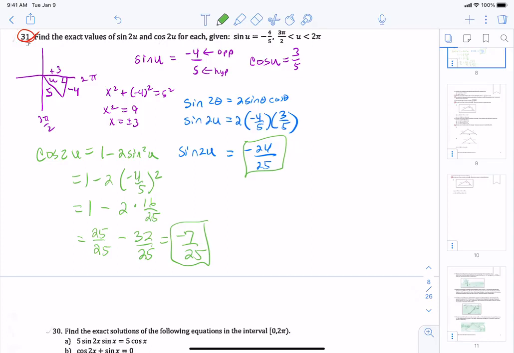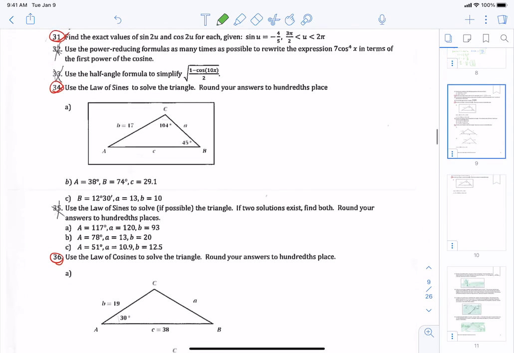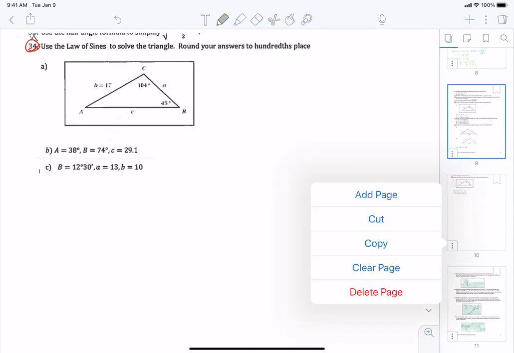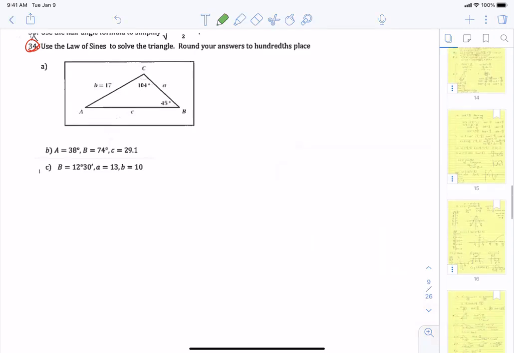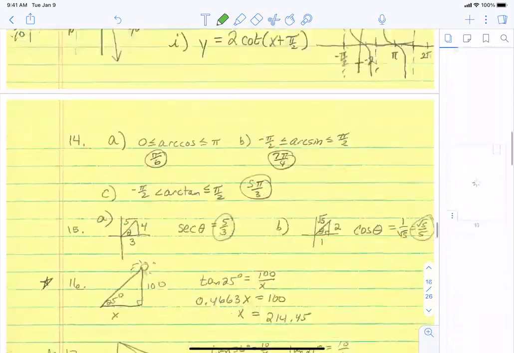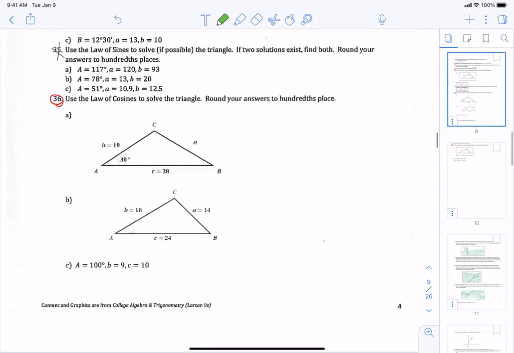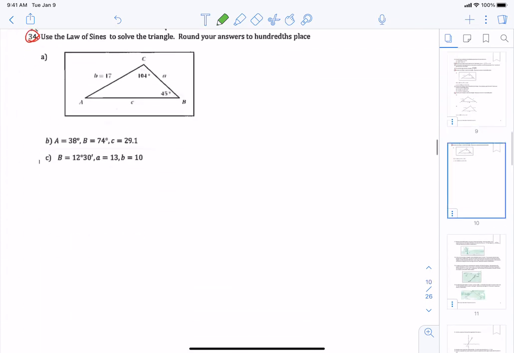The next one I had circled was 34, the law of sines. Now, I'm only going to do 34a just for time. I want you to finish 34b and c on your own. Remember, at the bottom of this packet, if you scroll down, all the answers are right there. So anyway, let's just start out. Let's do 34a. You can do b and c hopefully by yourself.